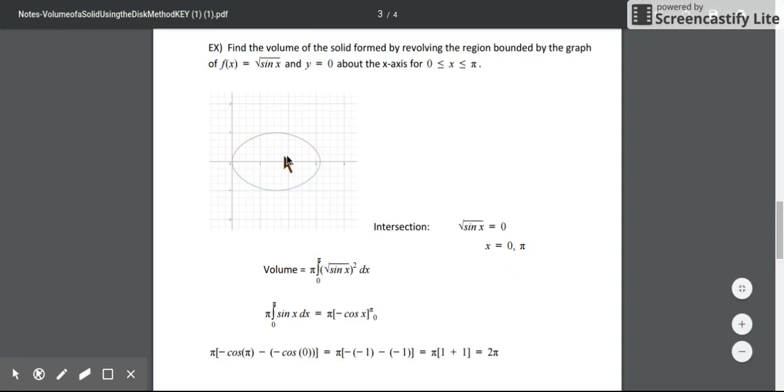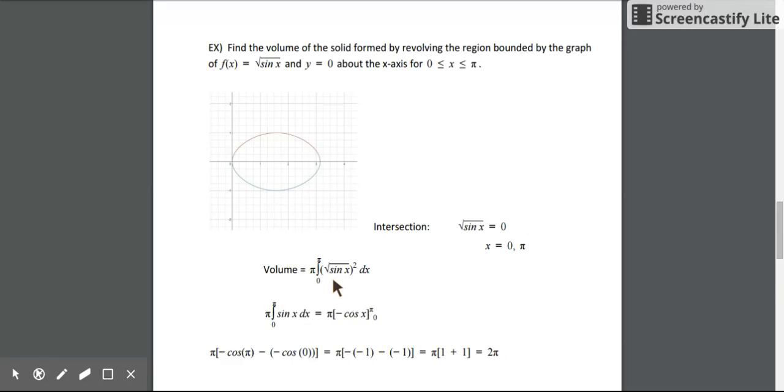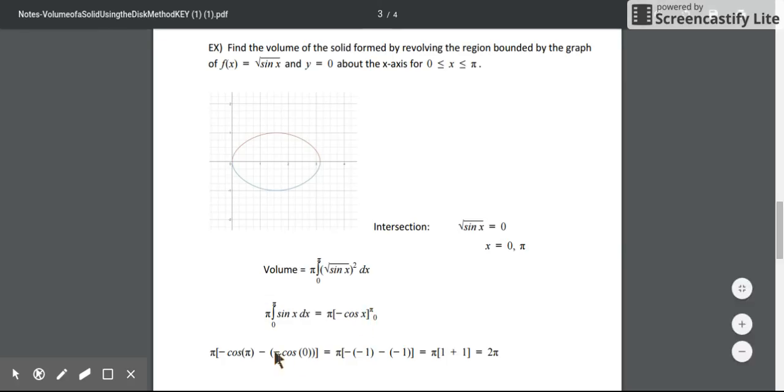So we take our function squared. Our function is the square root of sine of x. And if we square it, we just get the sine of x. And we're going to integrate that from 0 to pi and then multiply that by pi. So find the antiderivative of sine of x, which is negative cosine of x, and evaluate it at pi, evaluate it at 0, and subtract those two values. And eventually we get 1 plus 1, which is 2, times pi is our last step. So the area is about 2 pi.